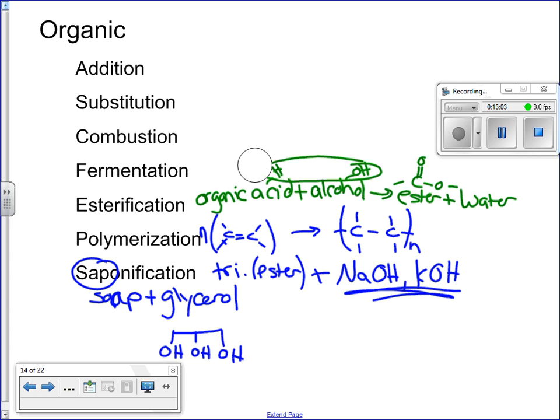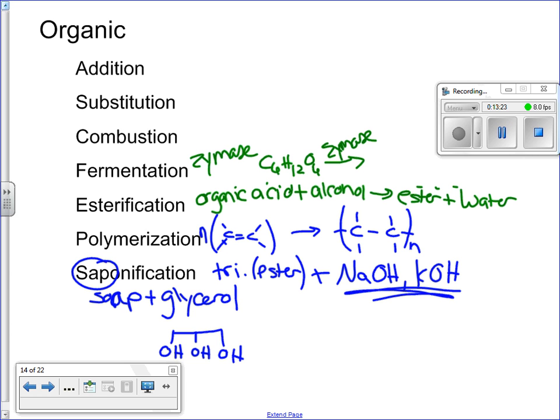I'm going to erase that so that I can write about fermentation. Fermentation, you're looking for zymase or a catalyst, okay? You're starting with something like sugar. It's usually glucose. It's not always. Here's your zymase, excuse my awful C. And it's turning into ethanol. This is alcohol. And CO2, carbon dioxide.